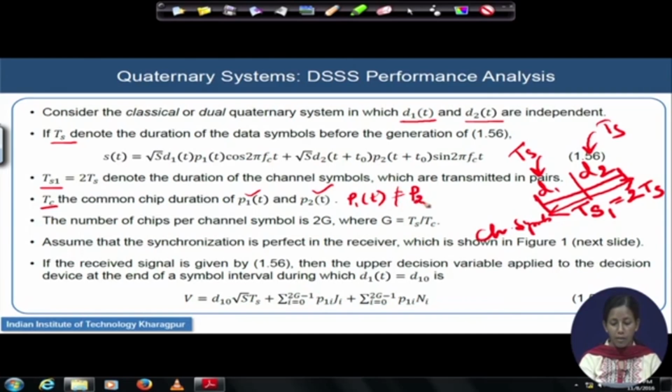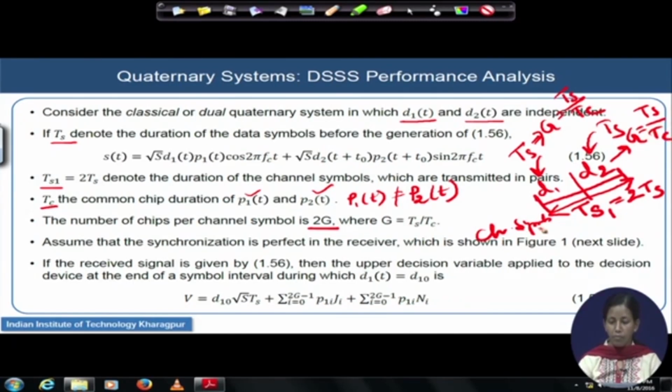We have given different codes for the modulation; there is a code keying also that you can think of going on. The number of chips per channel symbol is now 2G, because G is the number of chips you get per symbol after spreading. So G is given by Ts by Tc for D1. Also, there is another gain involved with respect to Ts by Tc related to D2.